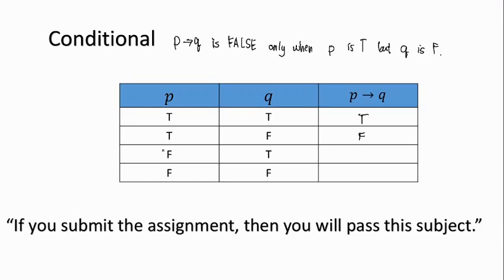Now, what if you did not submit the assignment? Is it automatically saying that you will not pass the subject? Well, if you did not submit the assignment, you could still either pass or fail, right? So these two statements could still be true. In logic speak, you call these two statements vacuously true.